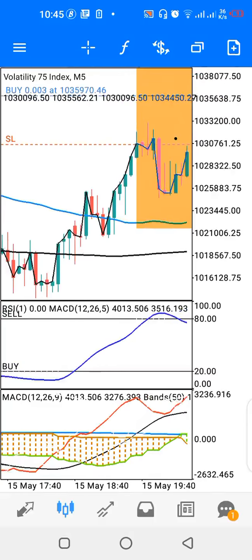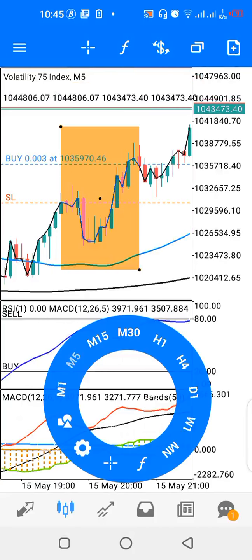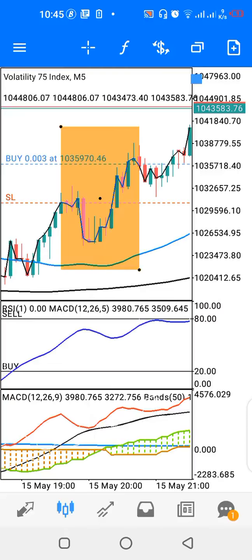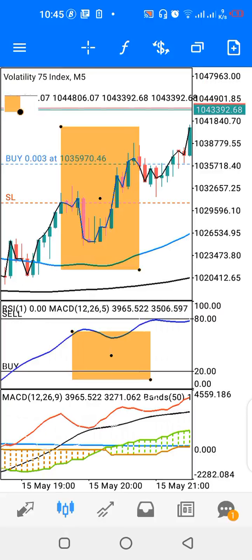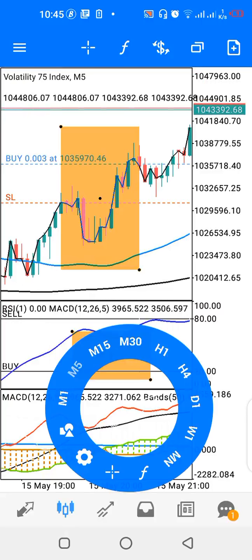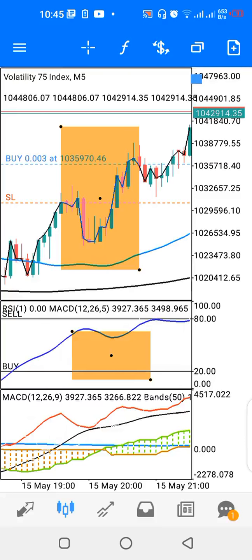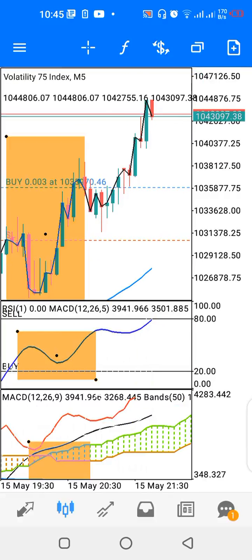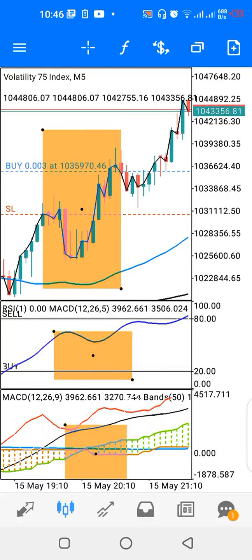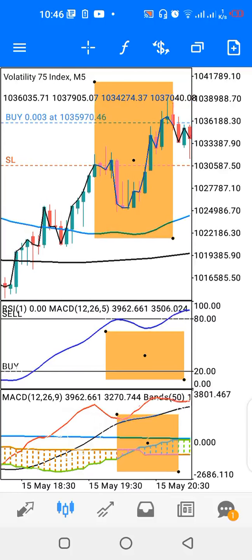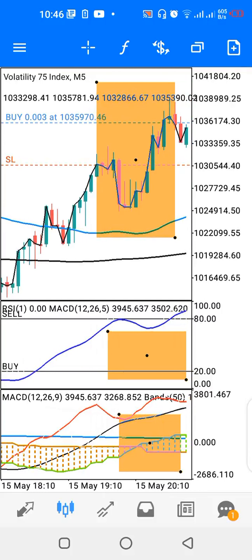I have indicator window 1. This is indicator window 1. Then I have indicator window 2. This is indicator window 2. As you can see, I'm in a trade and I'm in profit. But that is not what the video is all about. The video is all about how you can use this strategy to trade volatility 75 index and make profit.